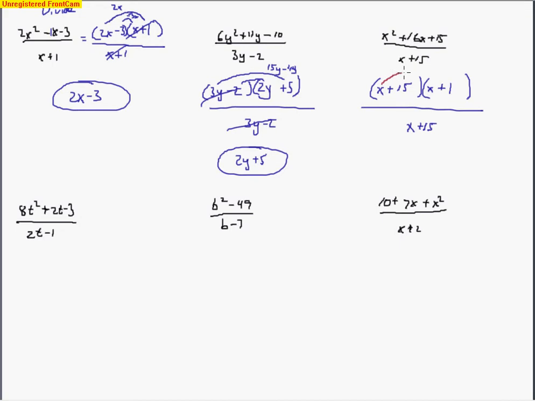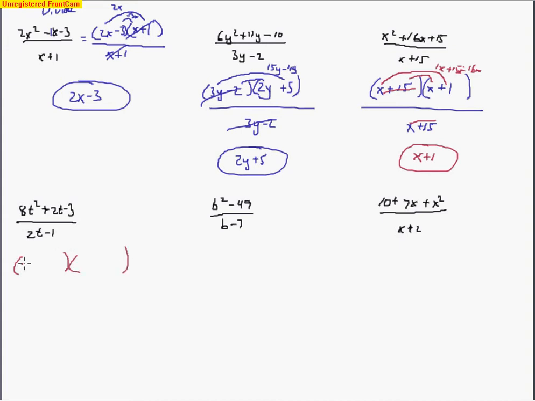See how the outside terms make a 1x, the inside terms made 15x, and those do add to equal that 16x, the middle term, which we have there. So those x plus 15s will cancel. You've got an x plus 1 left over. Same thing here. Try that same binomial.